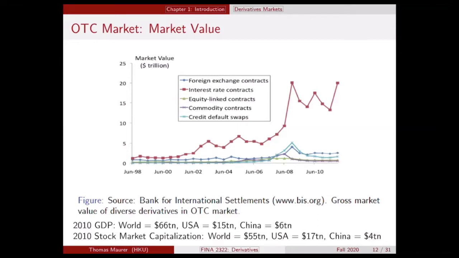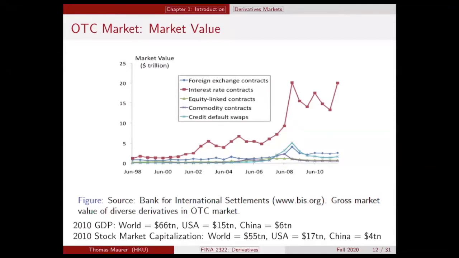Just to look again at the magnitude of the market value. So you see that, well, there is quite some fluctuation, but overall, if you add up everything, you're probably somewhere in the range of about 20 to 25 trillion dollars. And again, this is now not the notional value, this is the actual market value. That's the present value of all the derivatives which are outstanding.